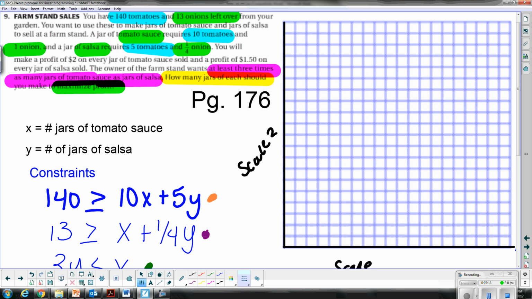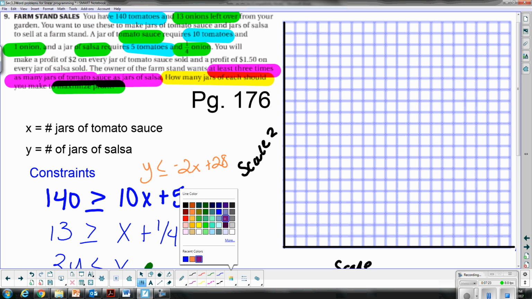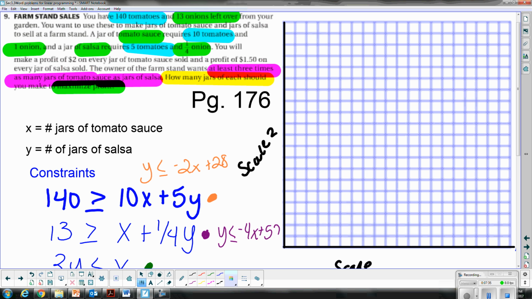Okay, so the first one, you have y is less than or equal to negative 2x plus 28. The second one, if you rewrote this into slope-intercept form, you have y is less than or equal to negative 4x plus 52. And the last one, if you rewrote that, you would get y is less than or equal to 1/3 x.